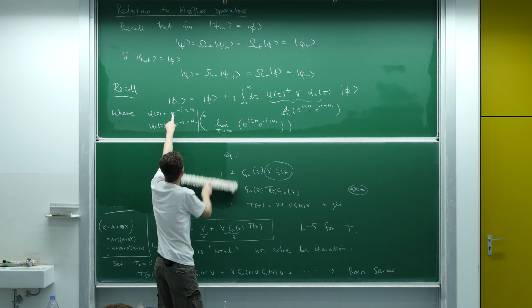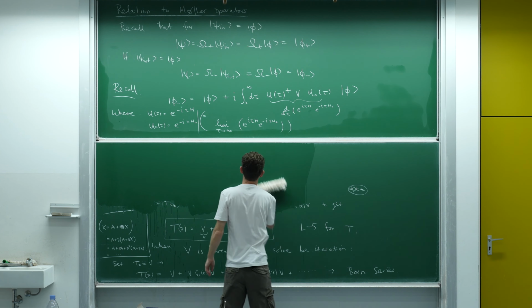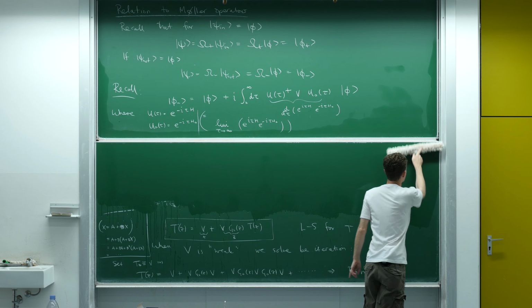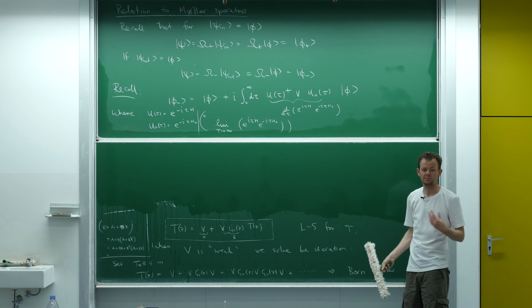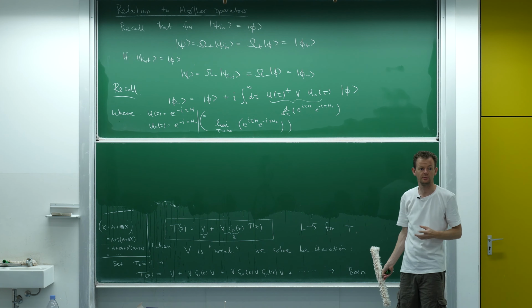So if we know that the Møller operator can be written in terms of Green's operators or T operators, then we're very close to expressing our experimentally accessible values in terms of theoretical quantities.